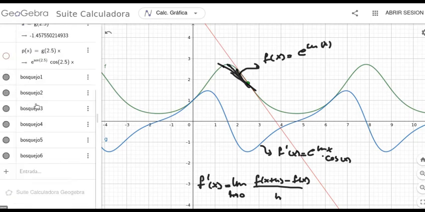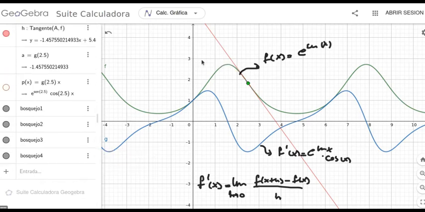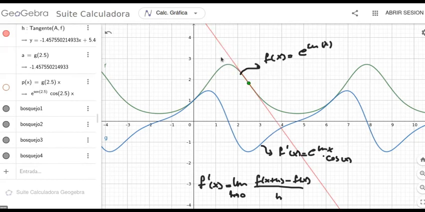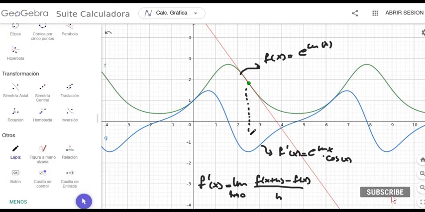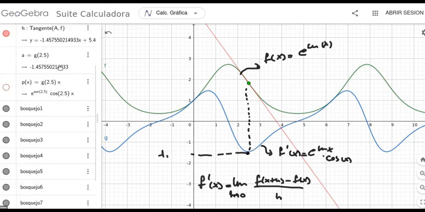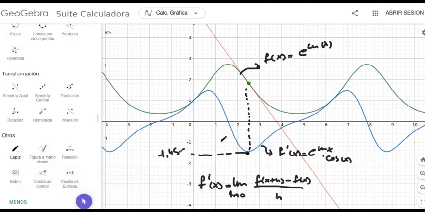Let me just delete these lines because they're awful. But this red line has something to do with the derivative. Well, the derivative at this point is this number right here. It's minus 1.457 something, okay? So what does this number have to do with this red line?